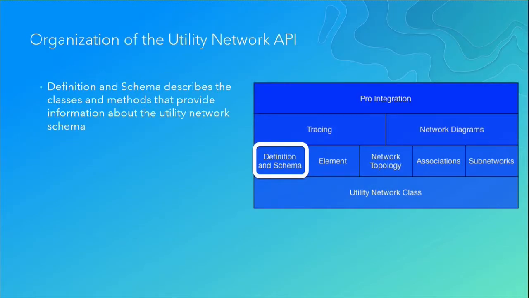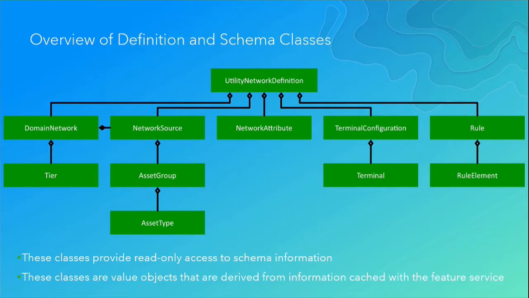So the next section I want to talk about is definition and schema. There are a collection of classes that you can use to basically query the schema of your utility network. Dave already showed us the utility network definition class, which you can get from either the geodatabase itself or from the utility network. Underneath that, you'll see domain networks. For each domain network, there's a set of tiers. Utility networks also contain network sources.